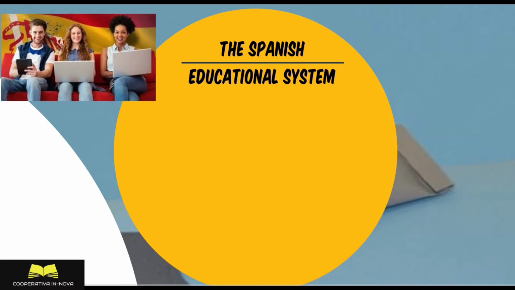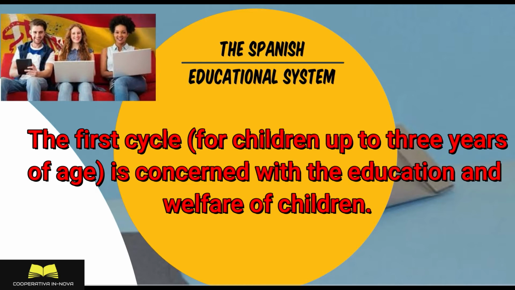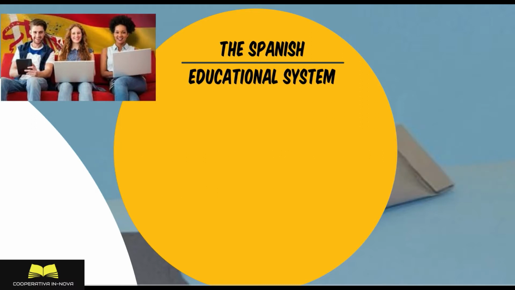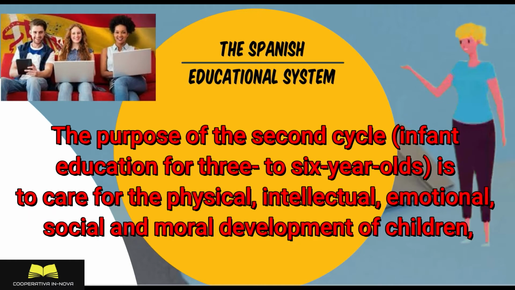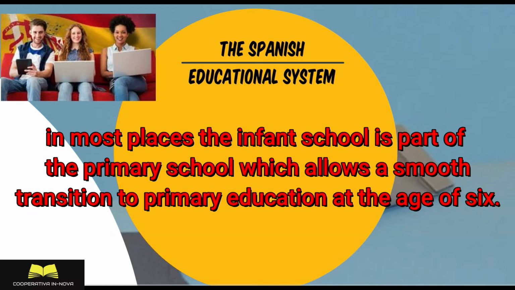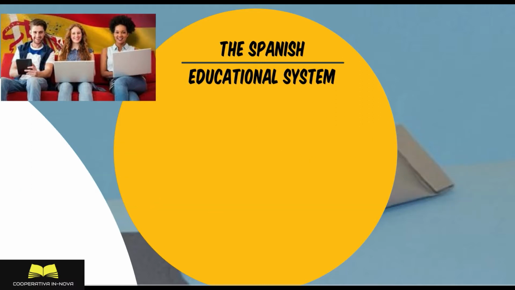cycles. The first cycle, for children up to 3 years of age, is concerned with the education and welfare of children. The purpose of the second cycle, infant education for 3 to 6-year-olds, is to care for the physical, intellectual, emotional, social and moral development of children. In most places the infant school is part of the primary school, which allows a smooth transition to primary education at the age of 6.